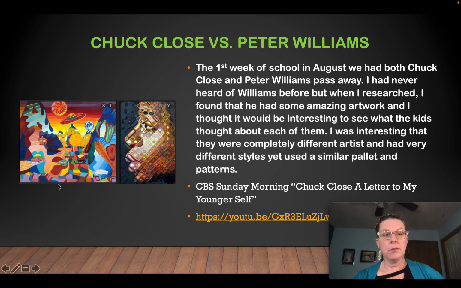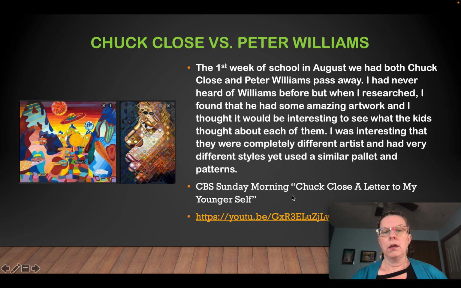And then we compared. And the kids, since I hadn't had a lot of information about him, really came up with, oh, it's interesting. These are the same colors. They use the same patterns. And so I learned about the artist at the same time that they did, or more so about them.